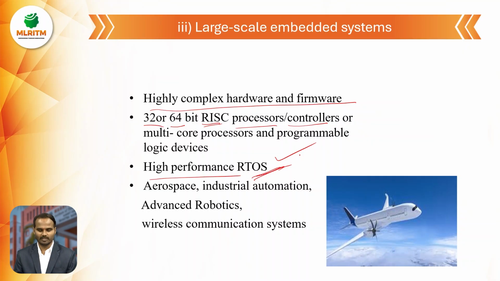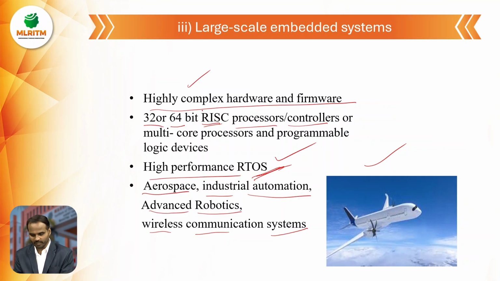The best examples for large scale embedded systems are aerospace, industrial automation, advanced robotics, and wireless communication systems. Already we said these are highly complex. In aerospace, industrial automation, advanced robotics and wireless communication systems, we use highly complex hardware and firmware.